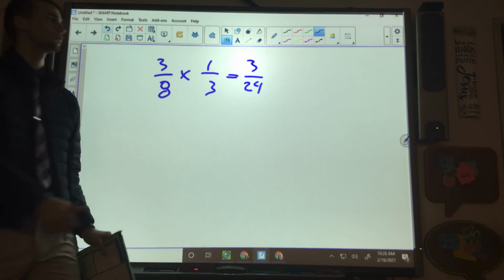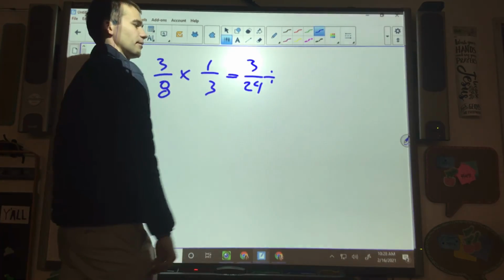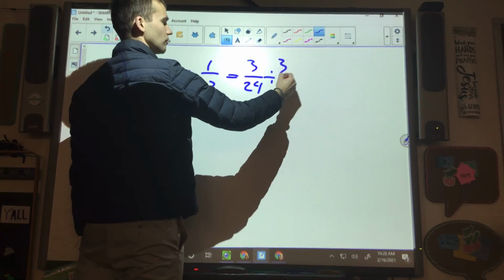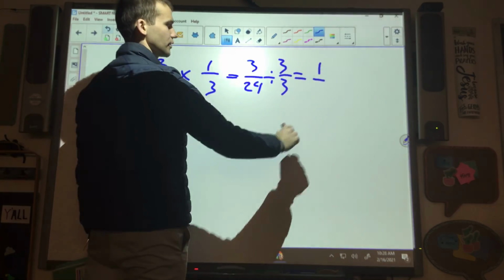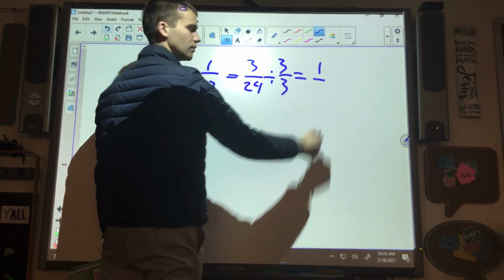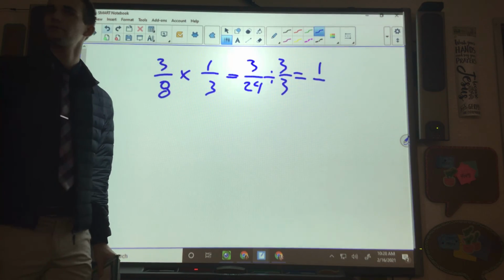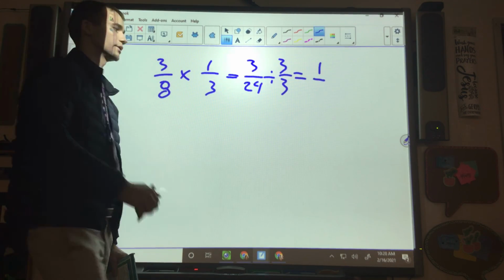No, we have to put it in simplest form. Simplify it. What can we divide by? 3 over 3. 3 divided by 3 is 1. 24 divided by 3 is 8.